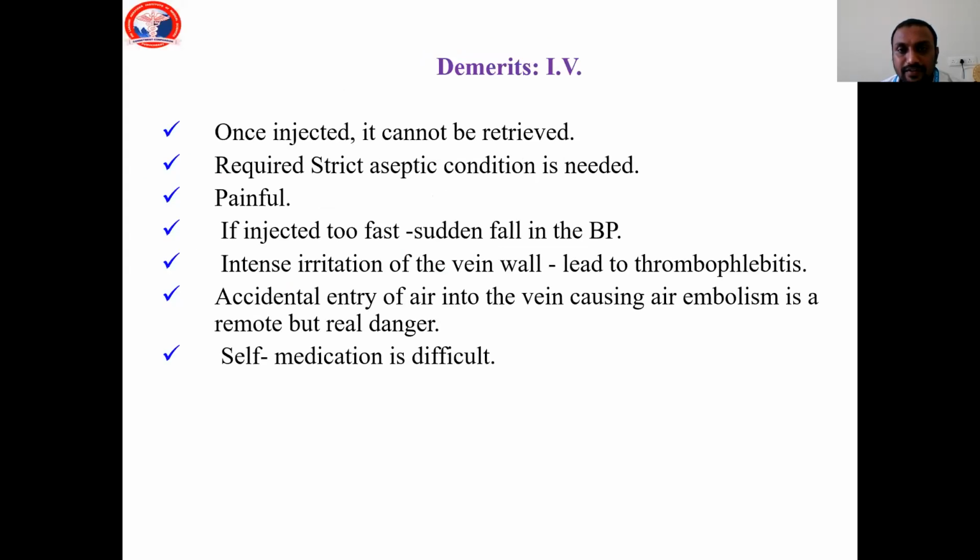Coming to the demerits of the IV route: once the drug has been injected, it cannot be retrieved, and strict aseptic conditions are required. Drugs given IV are painful if injected too fast, or a sudden fall in BP can occur. Intense irritation to the vein can cause thrombophlebitis, and accidental entry of air into the vein can cause air embolism, which is a remote but real danger. Self medication is difficult.